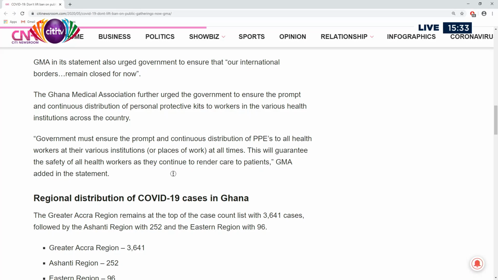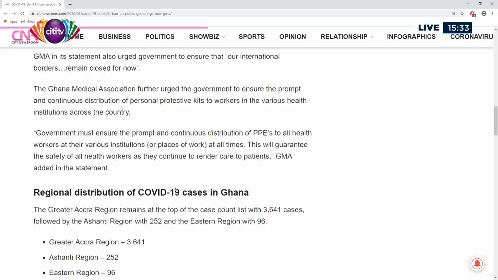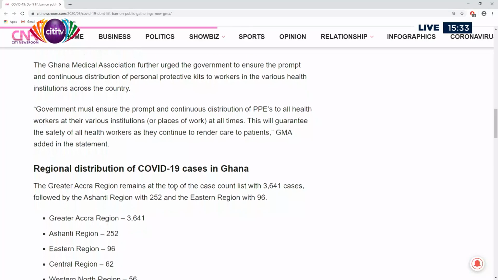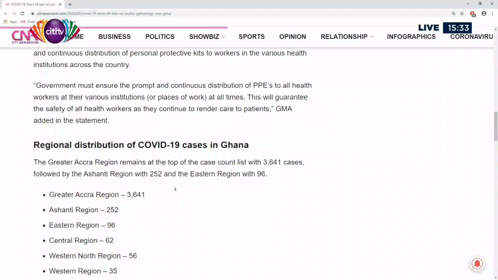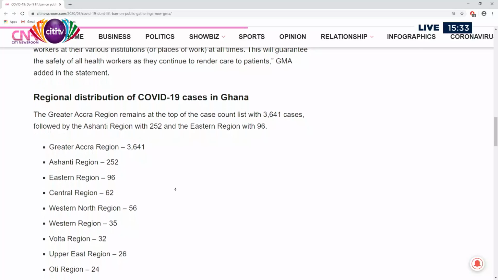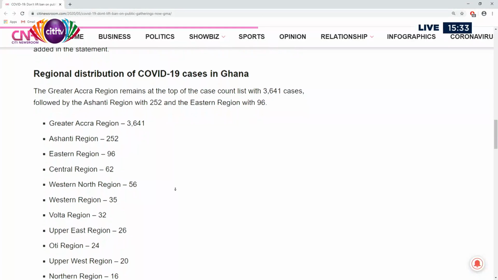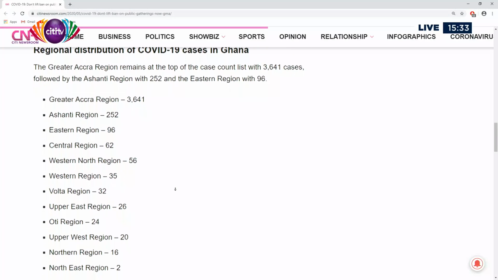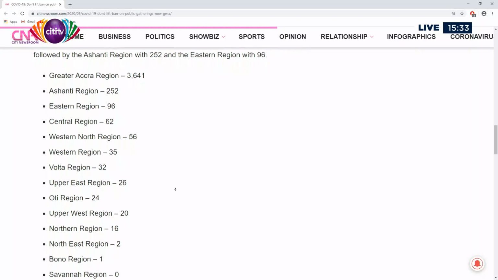So this is a statement by the Ghana Medical Association. That is the umbrella group for medical and I think dentists as well. Yes. In the country. And they say the president should not lift the ban. It's expected that the ban, the period that was given to the ban is going to expire at midnight tonight.